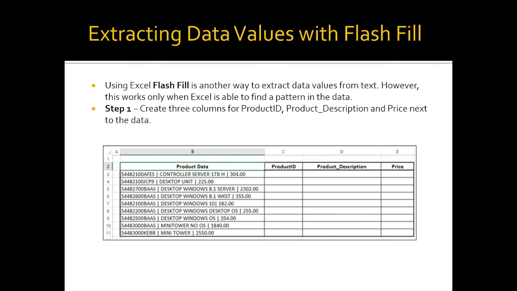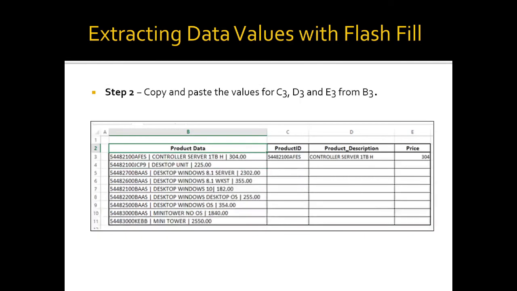So step 1, create 3 columns for product ID, product description, and price next to the data. So we created the columns. We place here the column headers. In step 2, copy and paste the values for C3, E3, and D2. So we copy this text and then paste here. Copy this text and then paste it here. Copy this text and paste it here. So we got this data from cell B3.